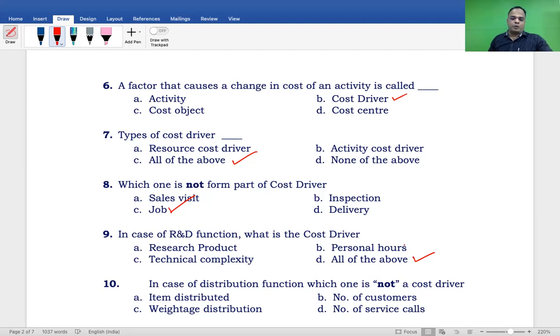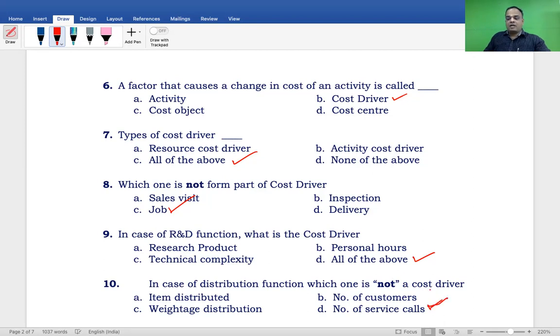In case of distribution function, which one is not a cost driver? Item distributed, yes, it's a cost driver. Number of customers, maybe a cost driver. Weight of distribution, yes, and number of service calls. So what is not? Service call for the service department, am I right? Yes, sir. Therefore, D may not be the apt answer. Next.